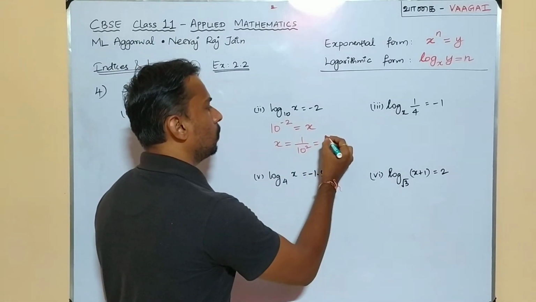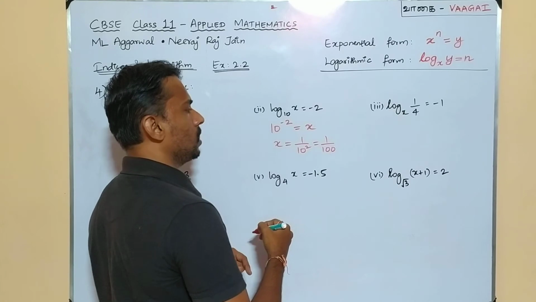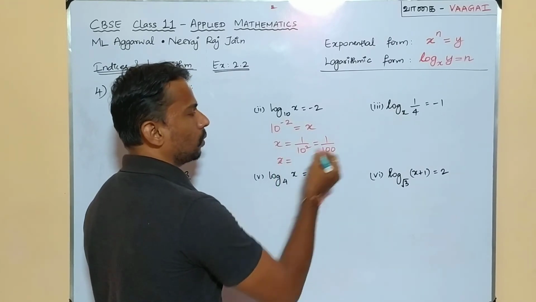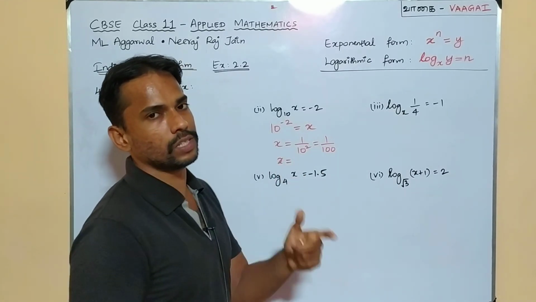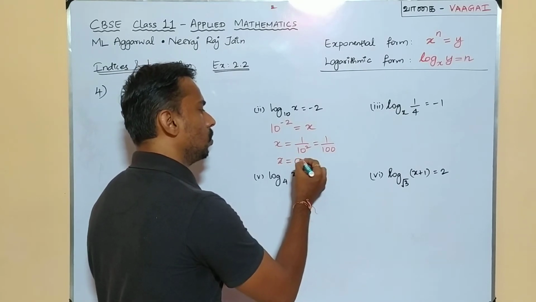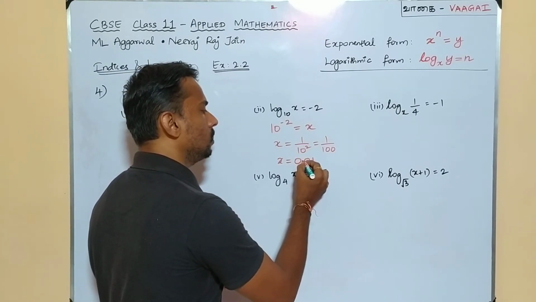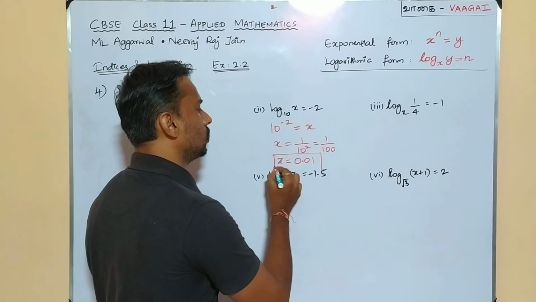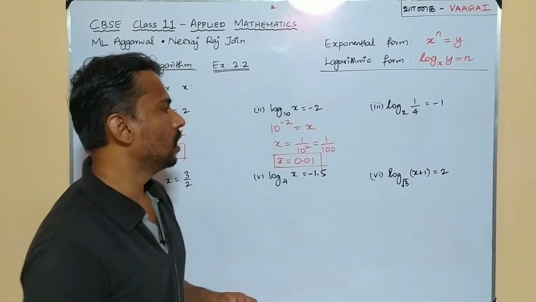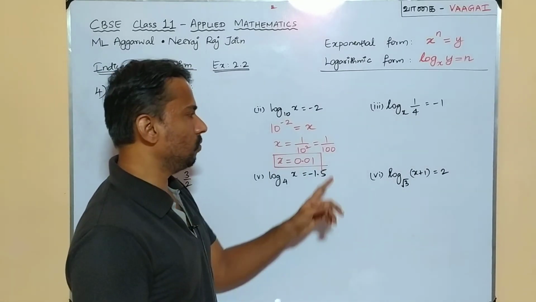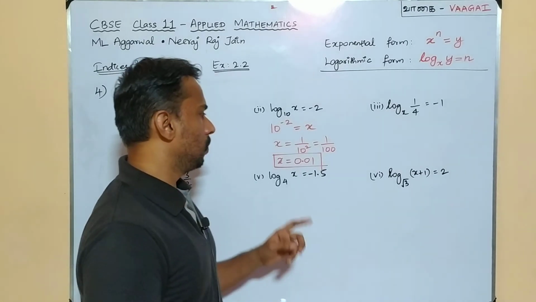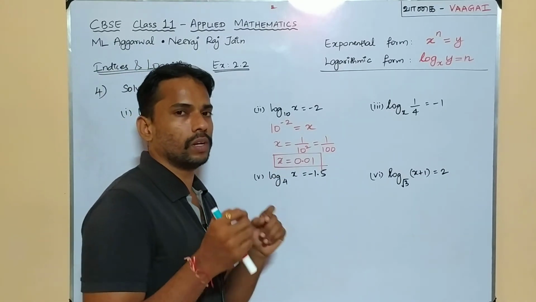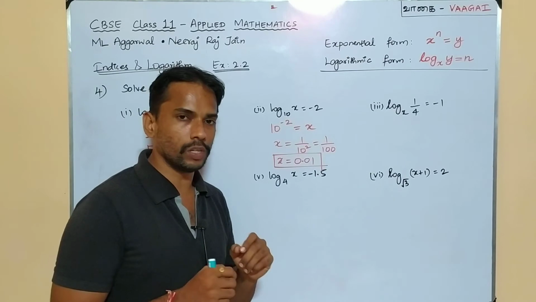That's nothing but 1 by 100, so x is equal to 1 by 100. How can I write it as a decimal value? This can be written as 0.01, and hence the value of x is equal to 0.01. If you want it in fraction form, you can leave it as 1 by 100. But if you want to give it in decimal form, 0.01 is going to be the answer.